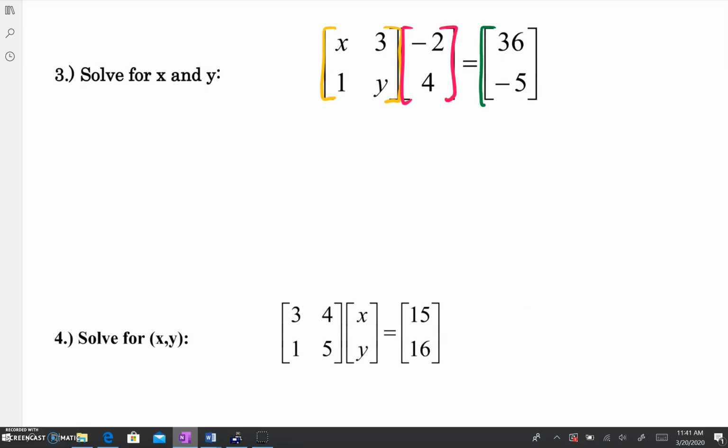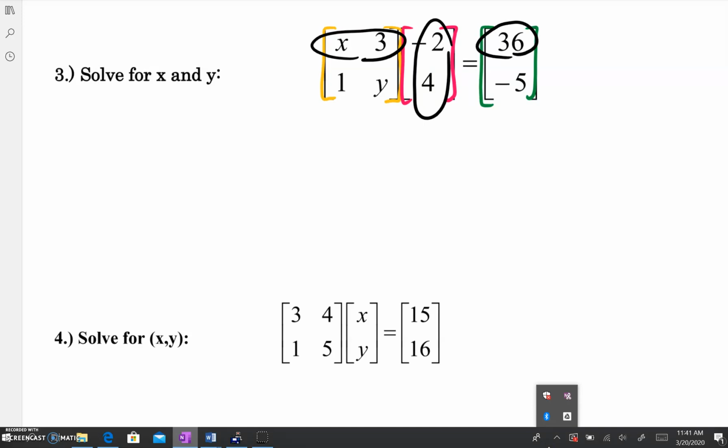And then I got the green matrix. And the question is, how do I solve for x and y? So if I think through how I would normally solve, like multiply this out, I would do row 1 times column 1 to get that number, right?